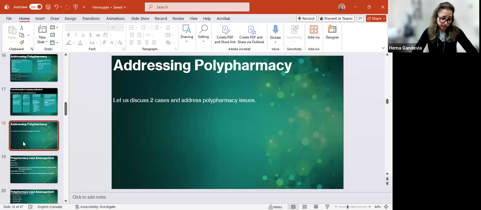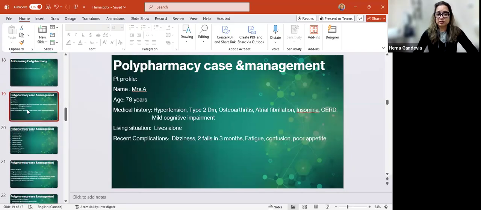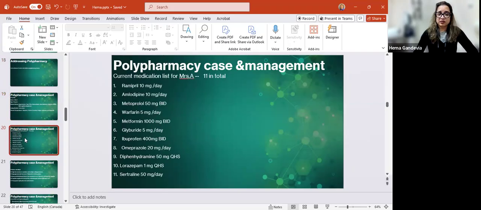Now that we have spoken a lot of theory about polypharmacy, let's try to use this knowledge and look at two different cases over here. So we already started off with Mrs. A in the beginning, a lovely 78-year-old female senior. We went over her case, her medical history, and her complications that she is talking about in the community visit. I'll just show you the slide of medications once again so that you can get an idea of what we're doing.